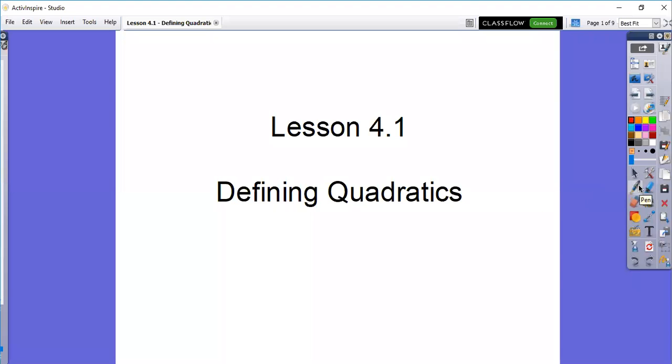Welcome back, everybody, to lesson 4.1. Today we will be defining quadratics. So this will be the beginning of our quadratics unit.